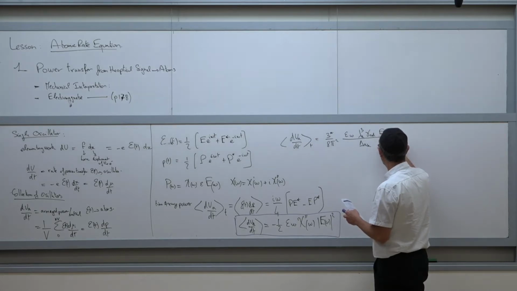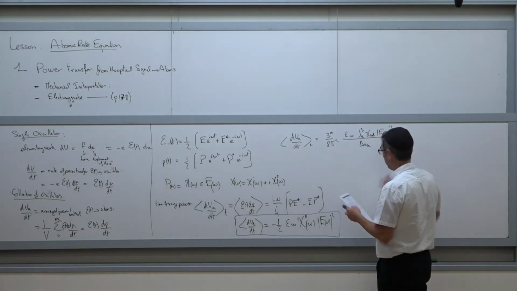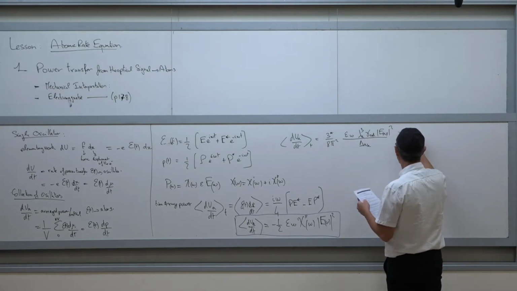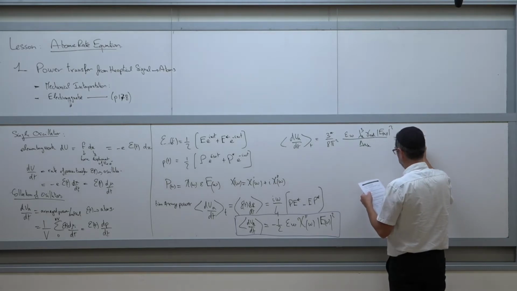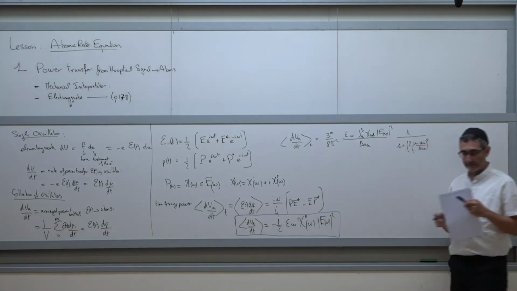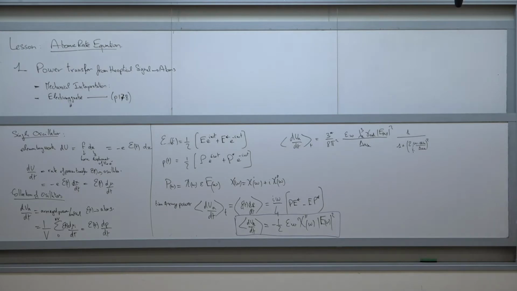E of omega modulus square, and the Lorentzian shape, 1 over 1 plus 2, so that's for the 2 omega minus omega A, this is the delta omega A. Sorry, the square is here. And there is one term missing here.